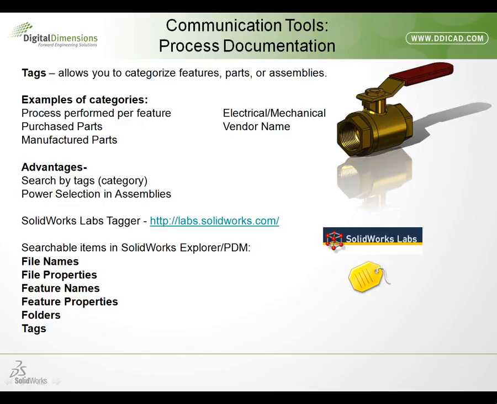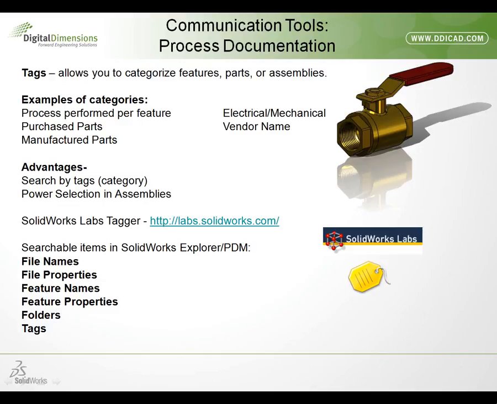The idea of using a category means I could group multiple parts in the same category, or perhaps multiple categories on a single part. Some examples of categories could include the following. Perhaps the process performed per feature. So if I was trying to write an MOT, I could identify which features on the part were performed by which milling operation. I could categorize parts by whether they were purchased or manufactured, whether they're part of the electrical or mechanical system, or perhaps the vendor name.